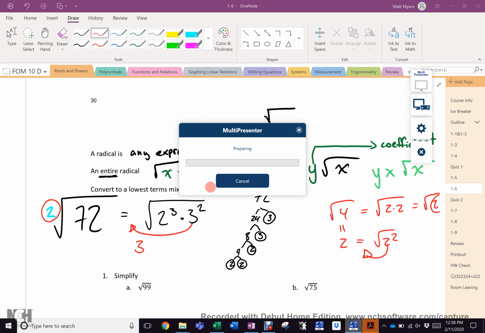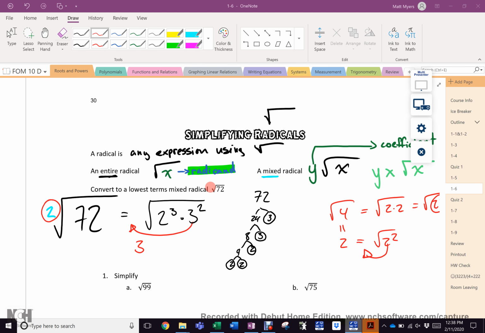So, we will wait a moment for our projector to come back. And over the next couple of days, I will procure a cable to make this never happen again.